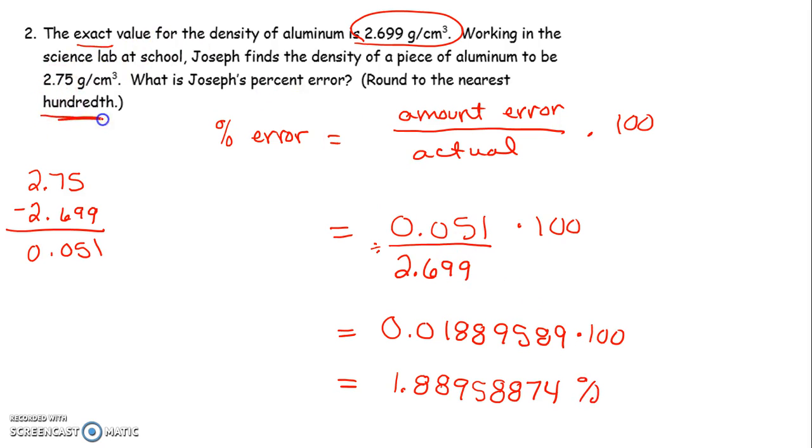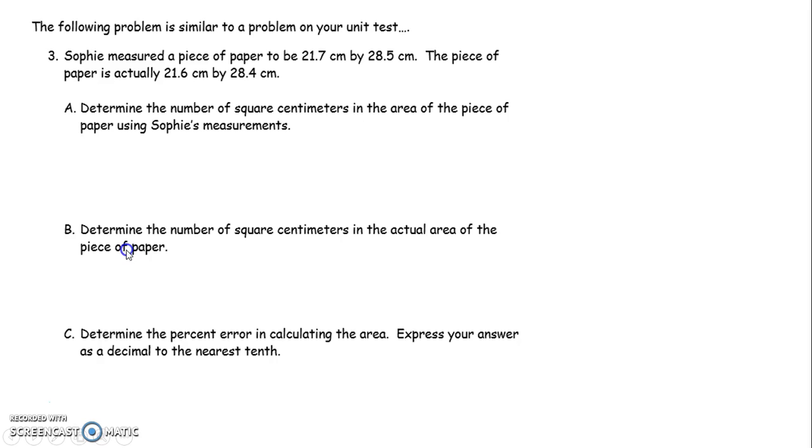But they want us to round to the nearest hundredth. So if I want to round to the nearest hundredth, what I'm trying to decide is, is this number closer to 1.88 or 1.89? Well, this 9 is going to bump this really close to 1.89. So this is approximately 1.89%. I don't know, in my mind, that's not really that much of an error in the density you found to be away from the actual density, but check with Miss Bryson to see if it's a big deal in a science lab to be 1.89% off from the actual. Who knows?